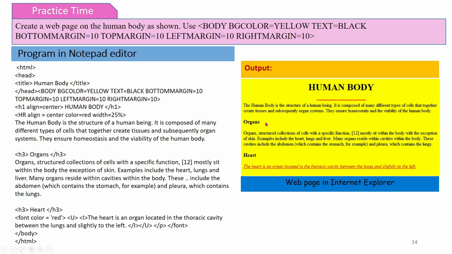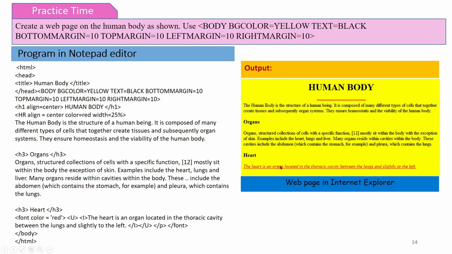Then again there is one more heading given, but this heading is smaller than the human body. So this number will be bigger. From H1 to H6, we have 6 different headings in which H1 is the largest size and H6 is the smallest size. So in between that, we have written organs with H3 heading, again heart also written with H3 heading, and you can see something written below which is in red color. It is underlined also and it is italic also.